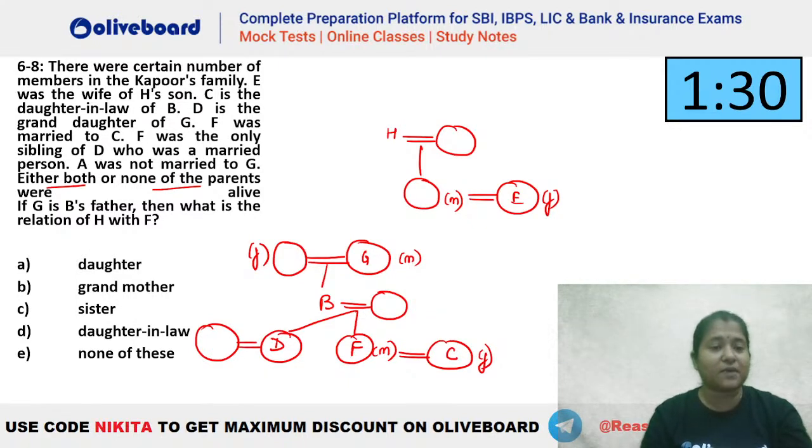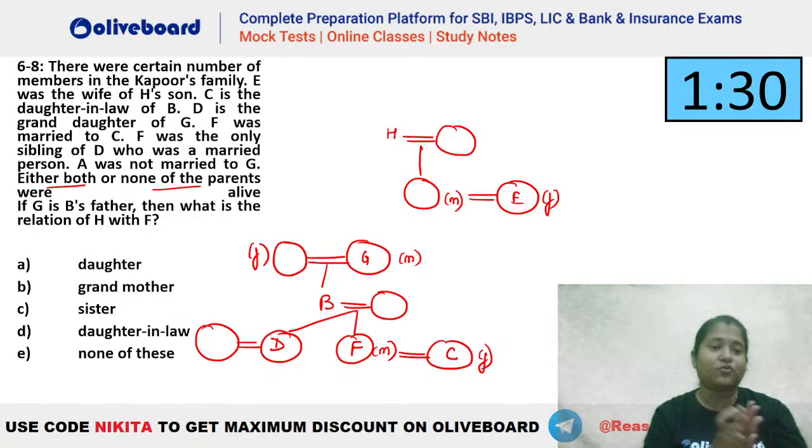Ma'am, D was not married. No, D is married. No, F was the only sibling of D who was a married person. So D is a married person. No, only F was married. No, Shravani. What is the meaning of this line? F was the only sibling of D who was a married person. Okay. So F is the only sibling of D.